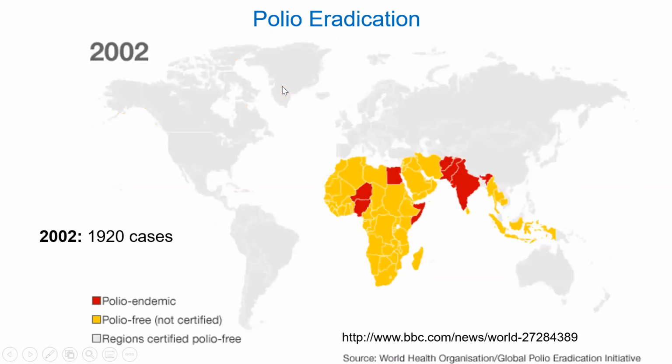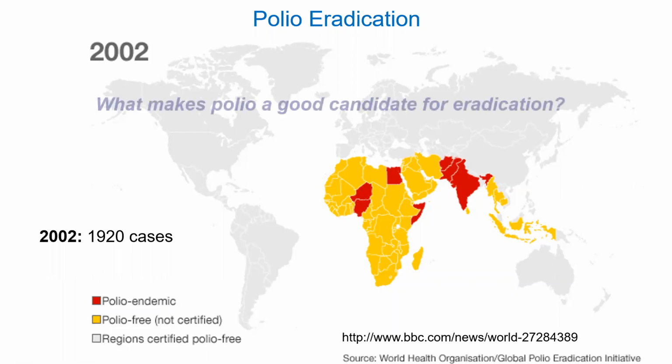So skip forward to 2002, and you can see that huge parts of the world are polio free, meaning no documented cases. So that leaves parts of Asia and the Middle East and the African continent as the holdouts. And we'll talk about why there are some issues in a couple of minutes in terms of trying to get everyone vaccinated. So the first question I have is, what makes polio a good candidate for eradication?